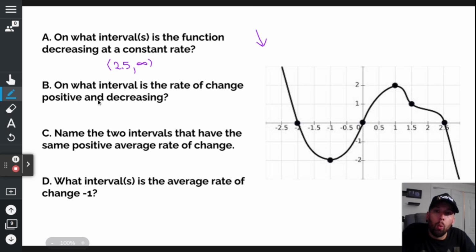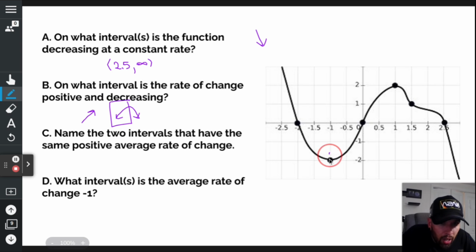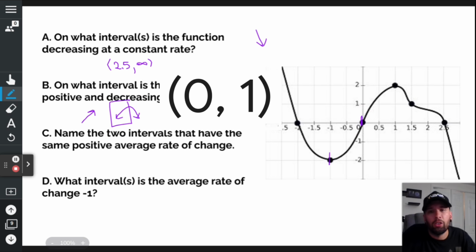On what interval is the rate of change positive and decreasing? Rate of change is positive, and decreasing implies it's increasing, and it's also concave down, which gives you the left side of concave down. All right, so I made a little mistake here. I accidentally said that the answer is -1 to 0. It's actually 0 to 1. That's the left side of concave down. Whoopsie daisy.